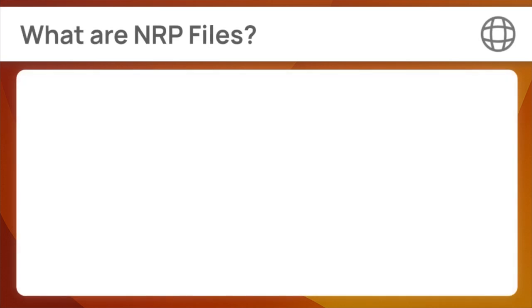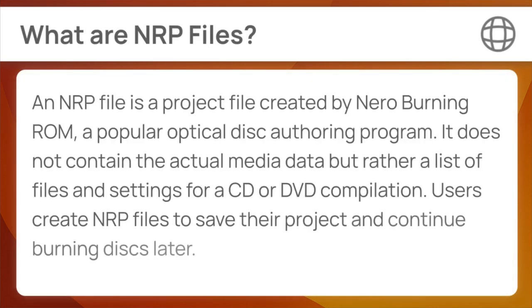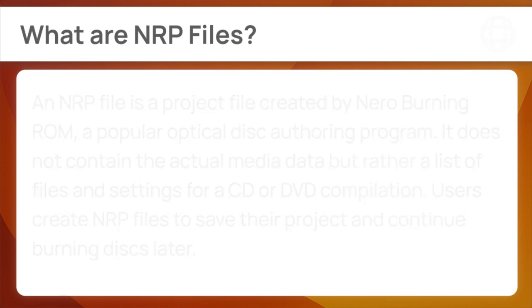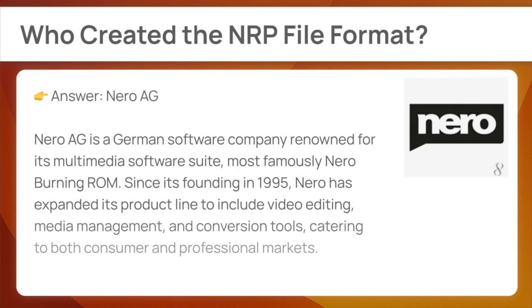An NRP file is a project file created by Nero Burning ROM, a popular optical disk authoring program. It does not contain the actual media data, but rather a list of files and settings for a CD or DVD compilation. Users create NRP files to save their project and continue burning disks later.